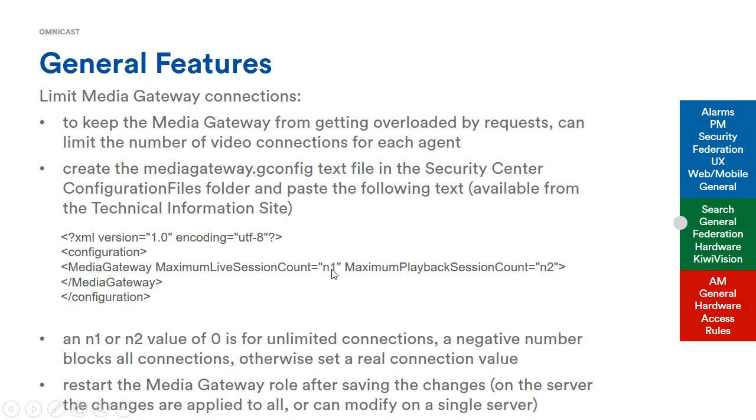In here it just has the variables N1 and N2. If we set that to 0, that means it's unlimited. If we put a negative number, that means it's going to block all connections. Otherwise, we can put a real value in here. Now, of course, we're going to need to save this and restart the media gateway role to have it take effect. If you do this on the server itself, it's applying the changes to everything. But you can actually do this on a single server as well. So if you know that one isn't quite as powerful as the others, you could limit the number of requests that go through that particular machine.